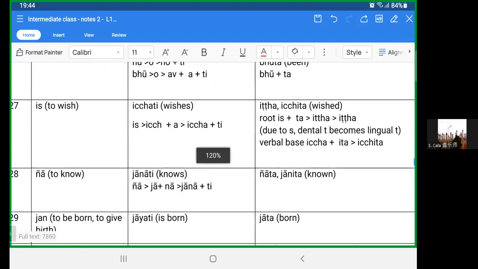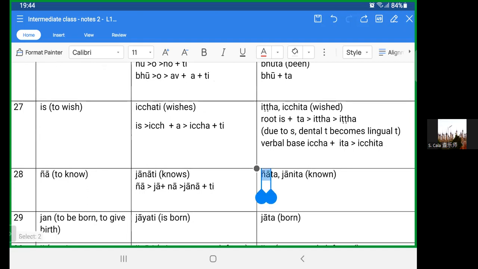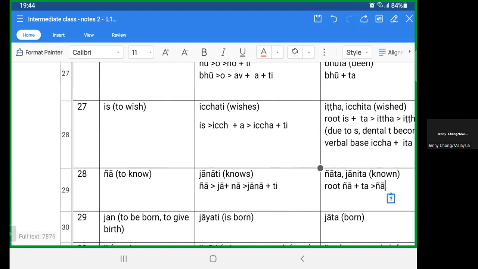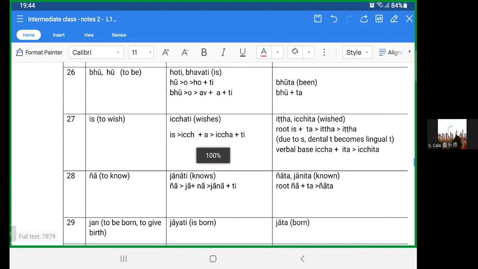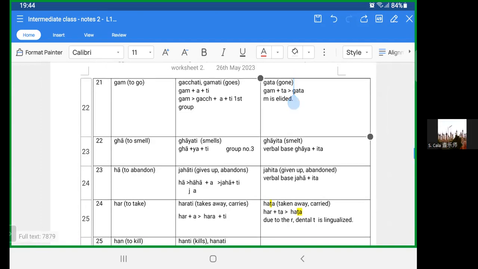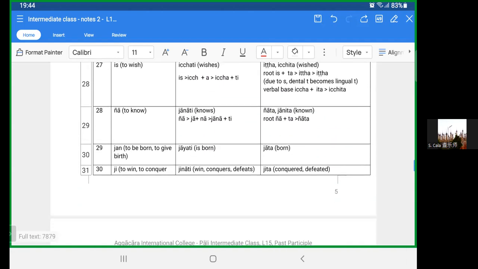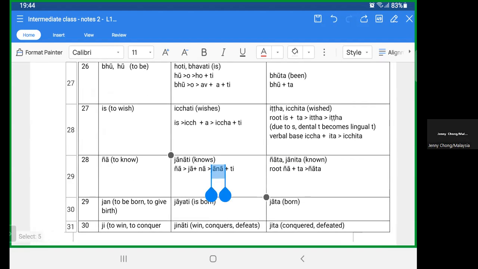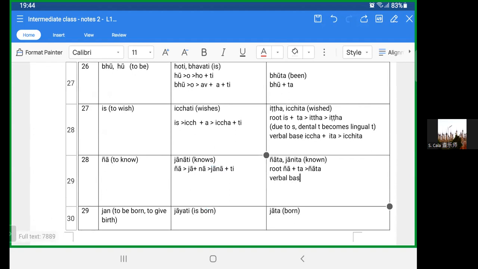Now, how do you get the nyata? The root nya plus ta becomes nyata. Nyata. And next one, the other one is jana plus ita. Jana plus ita. The verbal base jana plus ita. Now you all can see the form already.